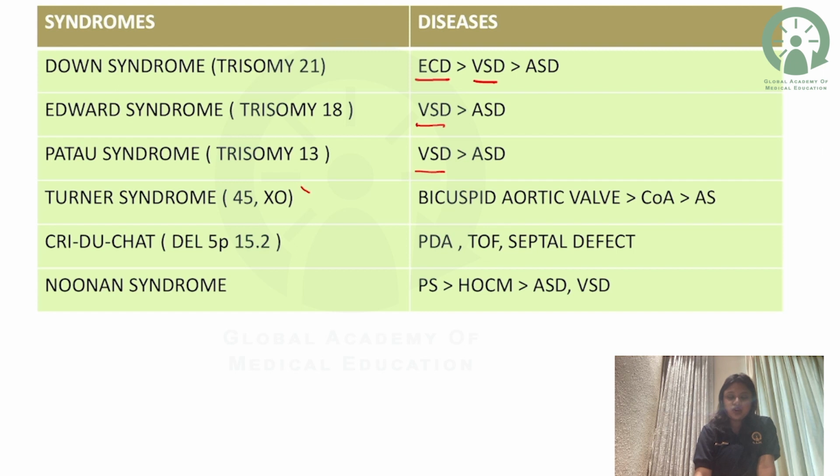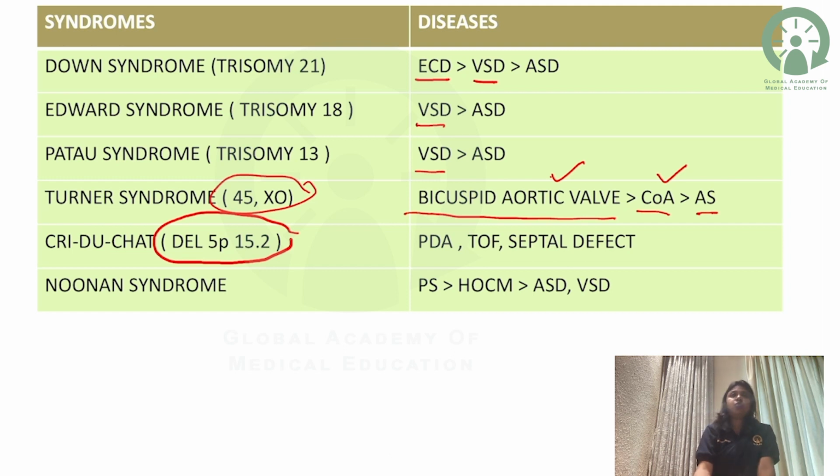In Turner syndrome 45XO, I already told you that bicuspid aortic valve is the most common, followed by coarctation of aorta and aortic stenosis. So at least you should remember bicuspid aortic valve and coarctation of aorta. In Cri-du-chat, you need to remember very importantly deletion 5p15.2, at least deletion 5p. Deletion 5p is Cri-du-chat syndrome. The most common are PDA, TOF, and septal defect. At least PDA is associated with deletion 5p. And Noonan syndrome, I already told you, is associated with pulmonary stenosis.